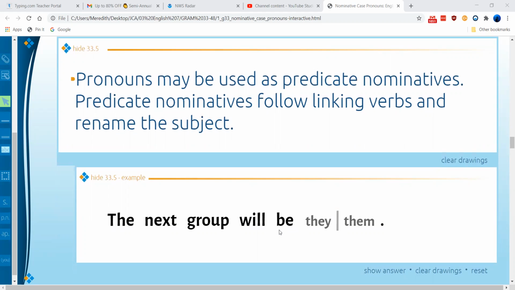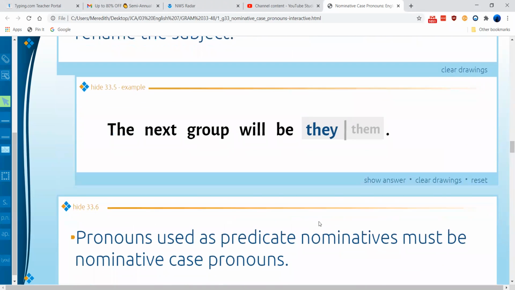All right, so first point, pronouns may be used as predicate nominatives. We have an example here. The next group will be they. I know a lot of times we don't talk like this. However, because it's defining group and you would say group equals they, then it needs to be in the same case. It needs to be a nominative case.